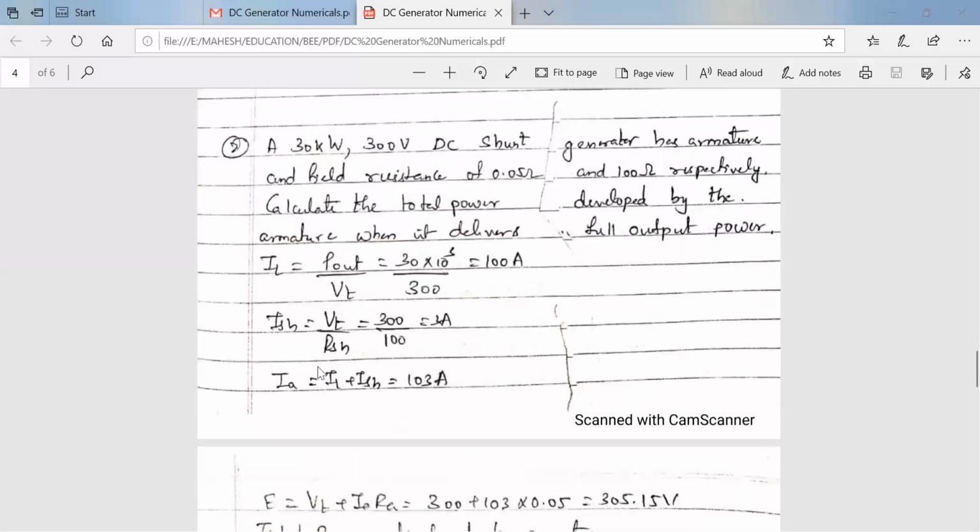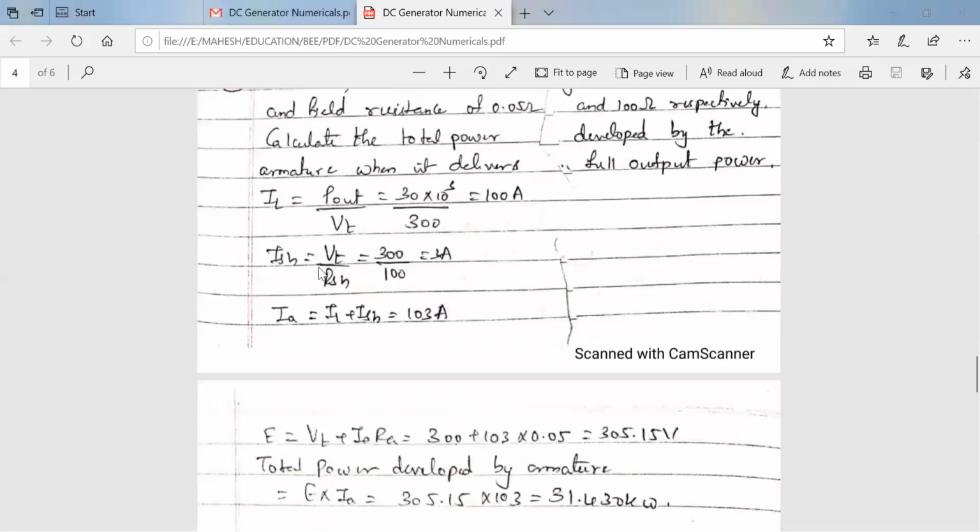Before going to that, first calculate the IL value. IL is given by P out divided by Vt, so we are going to get 100 amps. As it is a shunt generator, we can calculate Ia, which is given by IL plus ISH. Here you got IL from the output power and the terminal voltage. Next I need to calculate the ISH value. We know the formula ISH is given by Vt by RSH. On substituting the values, we get 3 amps. So IL is known and ISH is known. Therefore, Ia is given by IL plus ISH, that is 103 amps.